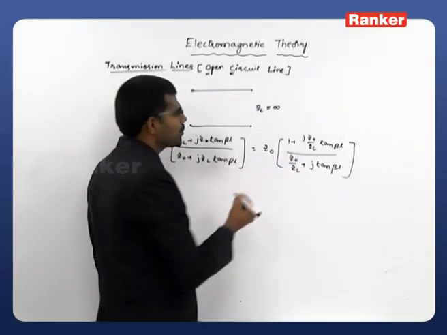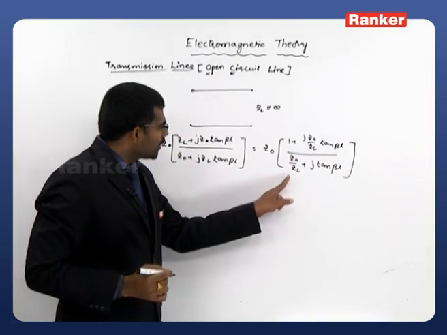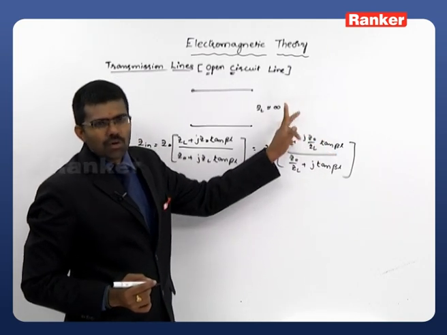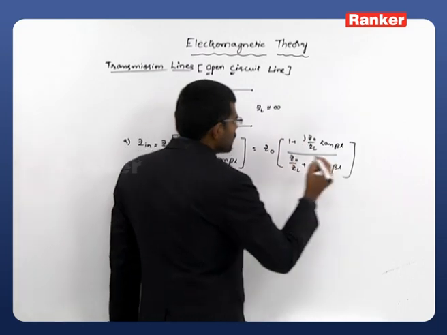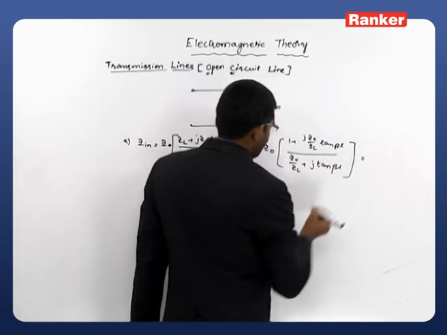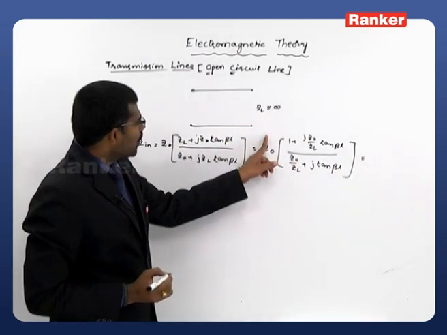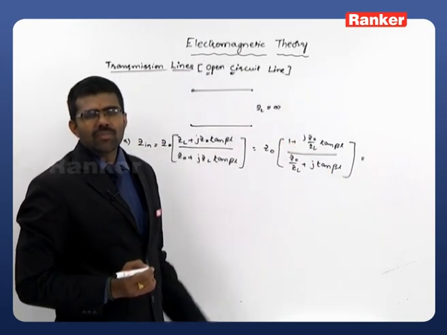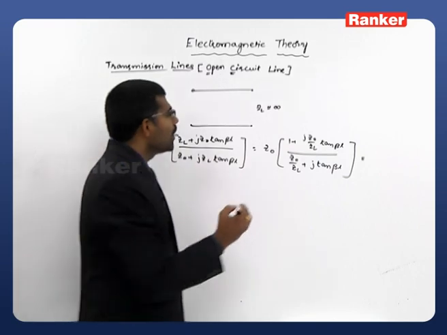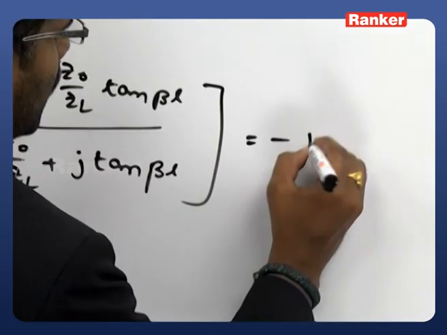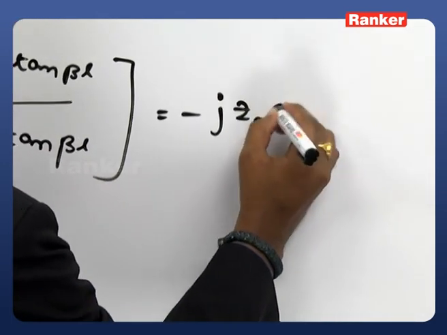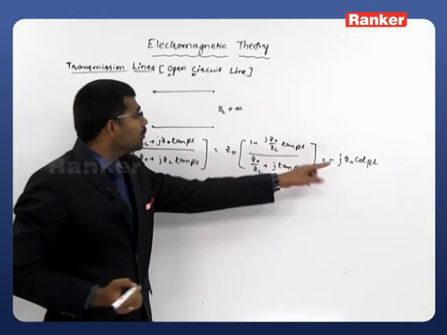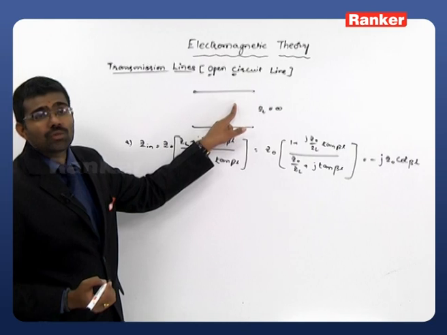Now apply ZL tends to infinity. If you apply ZL tends to infinity, this term and this term will vanish. These two will become 0, right? The term which remains for us is simply Z0 divided by j tan beta L. Z0 divided by j tan beta L is nothing but minus jZ0 cot beta L. Directly I am writing this here, minus jZ0 cot beta L. This is the input impedance of an open circuit line.